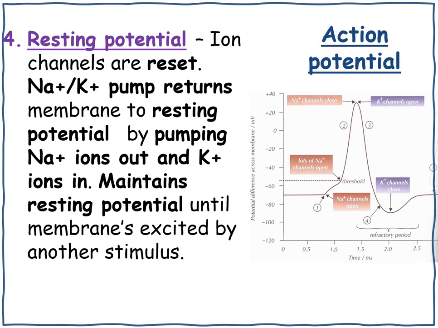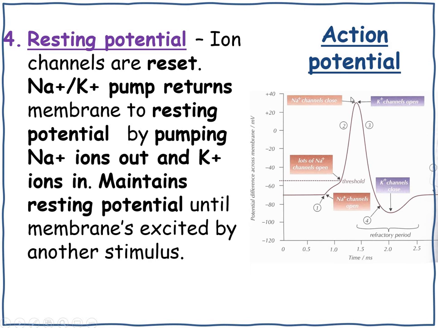And then after that slight overshoot, the resting potential kicks back in, and the ion channels are reset, and the sodium potassium pump returns the membrane back to its resting potential by pumping 3 sodium ions out for every 2 potassium in, and then the potassium diffuses out of the open potassium channels. And this maintains the resting potential until the membrane is excited by another stimulus.